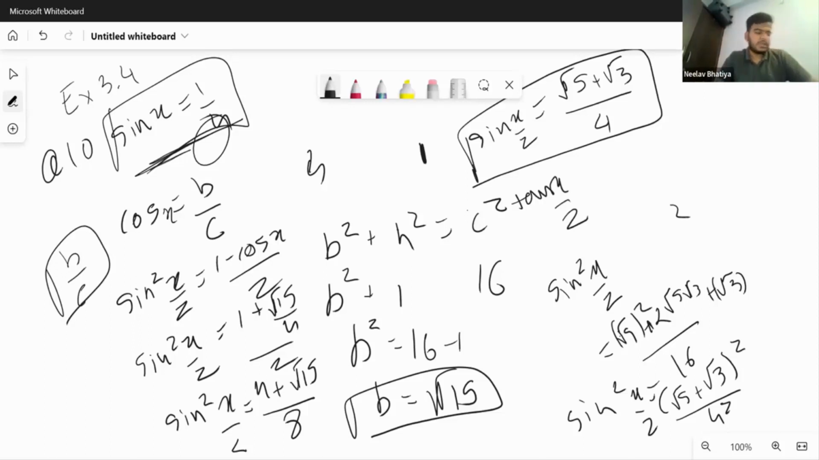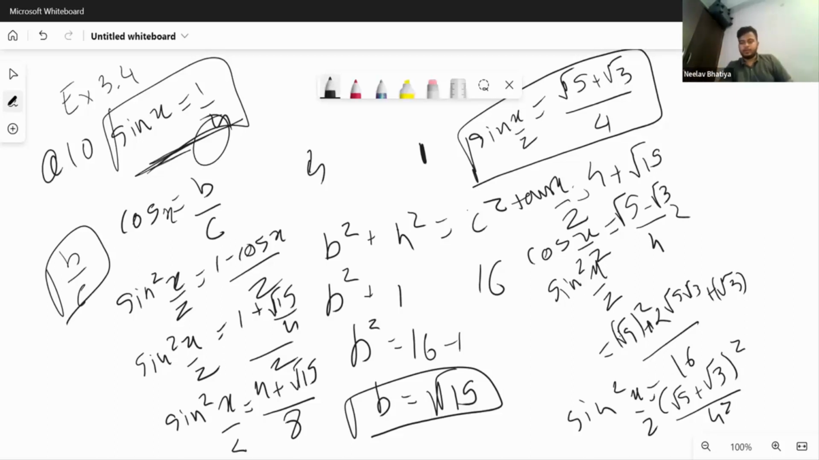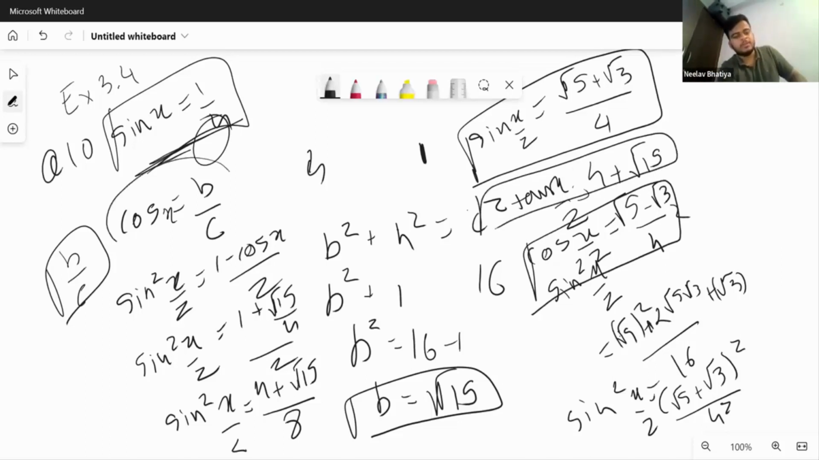Correct. So tan x by 2 is going to come 4 plus root 15, and cos x by 2 would turn out to be root 5 minus root 3 upon 4. Try to find out whether these answers are something that you get as well, because that is very important for you. But use these same formulations, the b plus c formulations, and you're going to get there, right?